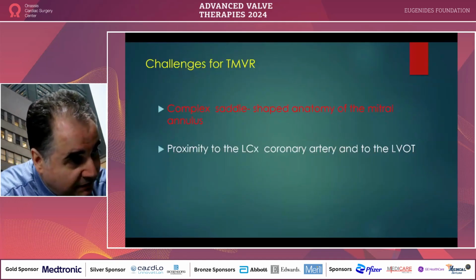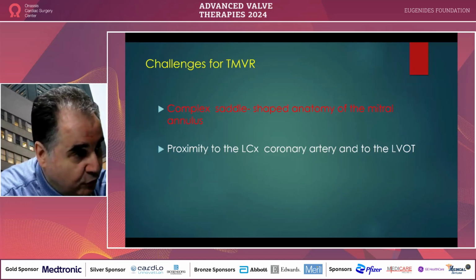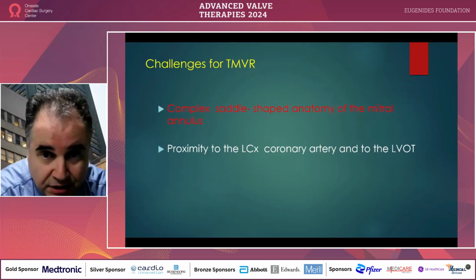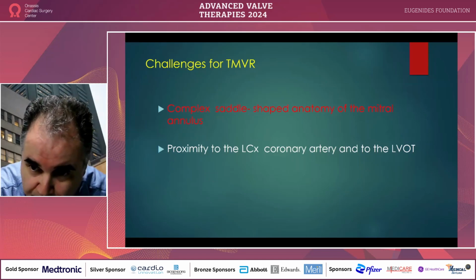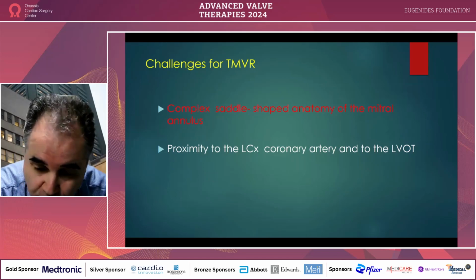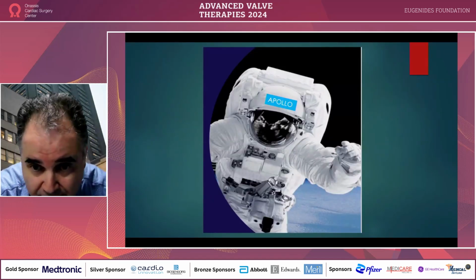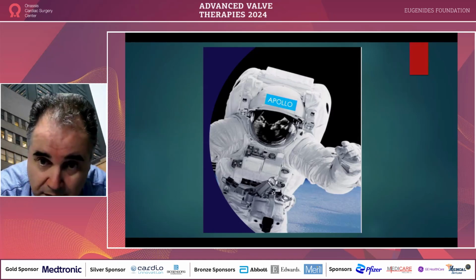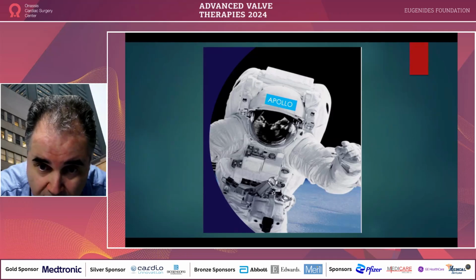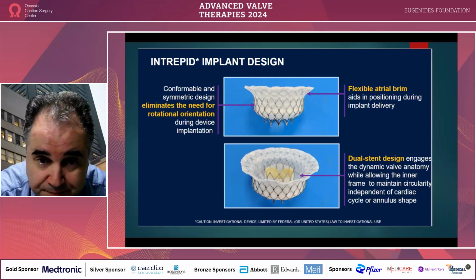So, moving to the transcatheter mitral valve replacement, as Dr. Ninios alluded to before, very difficult. The problem is that it's a complex saddle-shaped anatomy of the mitral valve, the proximity to the left circumflex, and most important, the proximity to the LVOT. Apollo is a trial that we do here, and is now transseptal, and also now we're part of the smaller delivery system, and we will have few patients for this smaller device, 2 sizes at present.